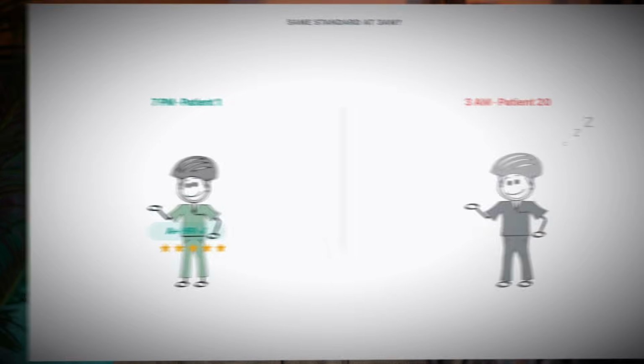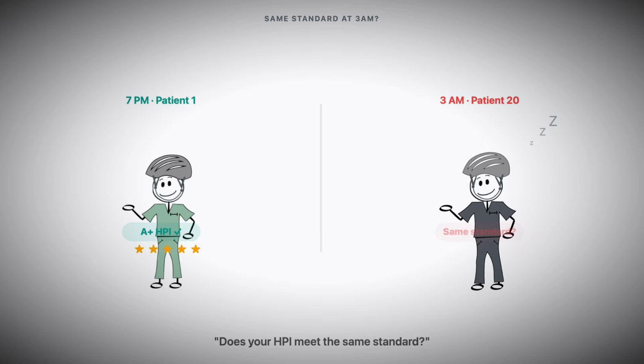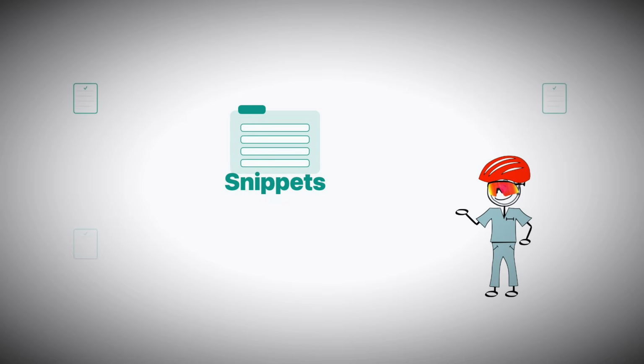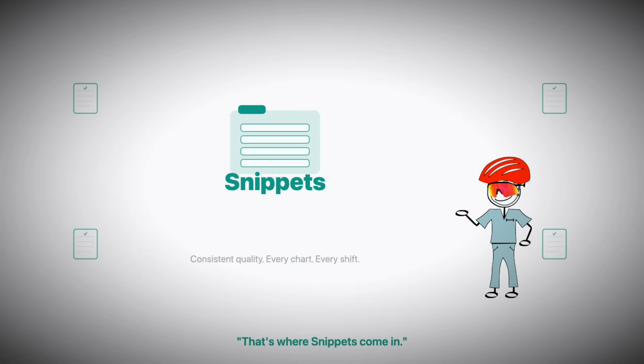So the question isn't whether PalmER can generate an HPI. It can. The question is whether your HPI meets the same standard at 3 a.m. on patient 20 as it did at 7 p.m. on patient number 1. And that's where snippets come in. Snippets are saved text templates inside PalmER AI that you can insert with a single click. Think of them as your personal clipboard of phrases, instructions, and formatting preferences that you use on every patient. Saved once, available forever.